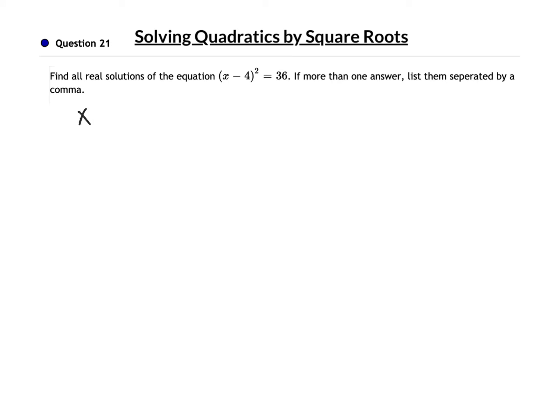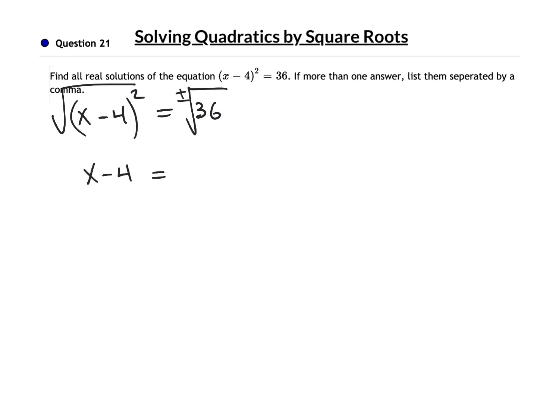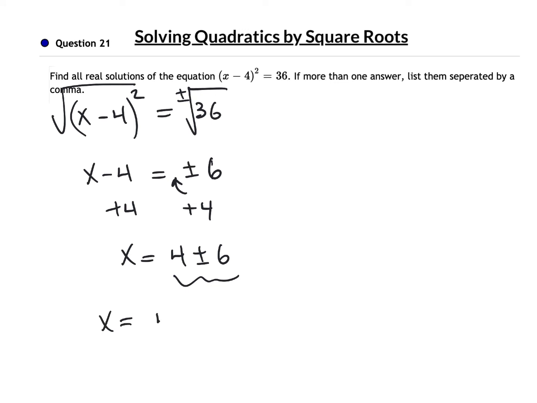Question 21. X minus 4 squared equals 36. Let's take the square root of both sides and put a plus or minus there. X minus 4 equals plus or minus 6. Square root of 36 is 6. Add 4 to both sides and pop that 4 in front. X equals 4 plus or minus 6. Since these are both regular old numbers, we can simplify. We get two answers. One is 4 plus 6. That's 10. The other is 4 minus 6. That's -2. 10 and -2 are the answers.